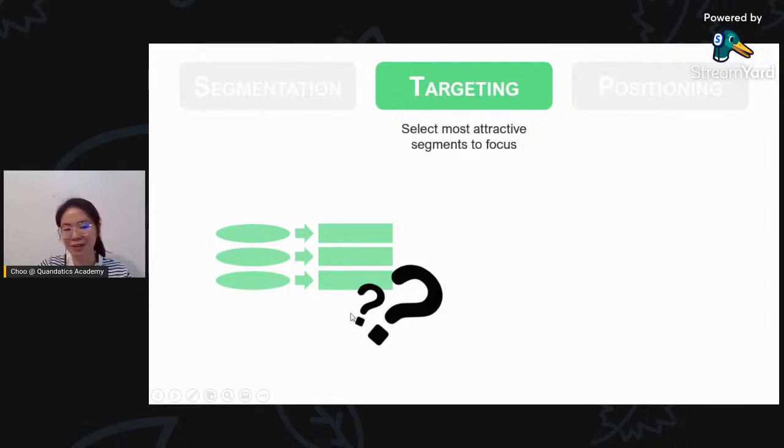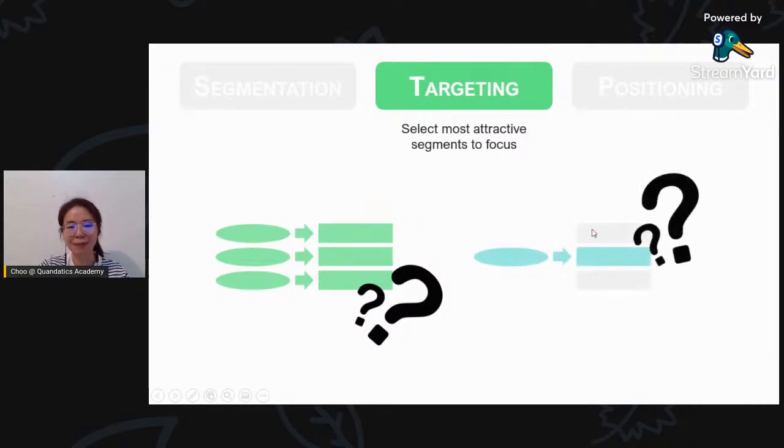Okay, just now we covered this, meaning I will focus on all the segments, but I will provide different products for each of the segments. There is also another type, which is niche marketing, where I will focus on only one specific segment and provide a special product for that particular segment.